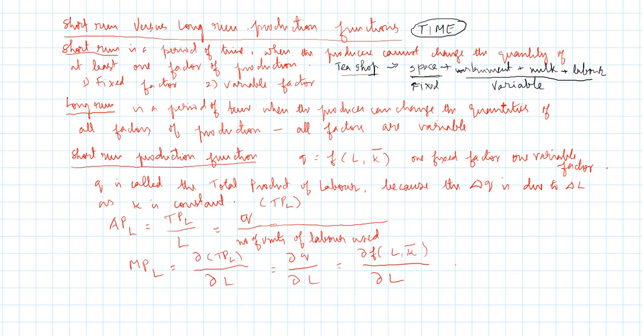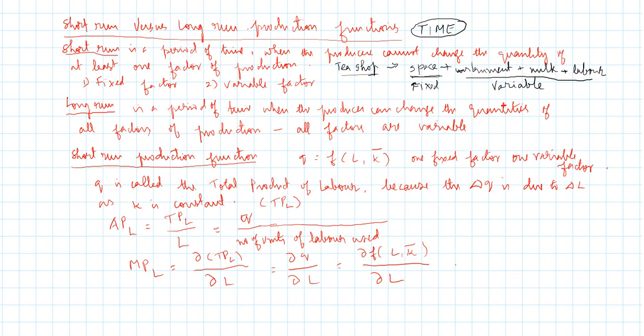Now Q is called the total product of labor. Why is Q called the total product of labor? Because we assume that the change in the output is because of change in labor, because the capital is fixed, so you are not going to change that. Any change in output is because of change in the quantity of labor that we are going to use. That is why we call Q the total product of labor, because the change in Q is due to change in labor as K is constant. This total product of labor is written as TP suffix L.